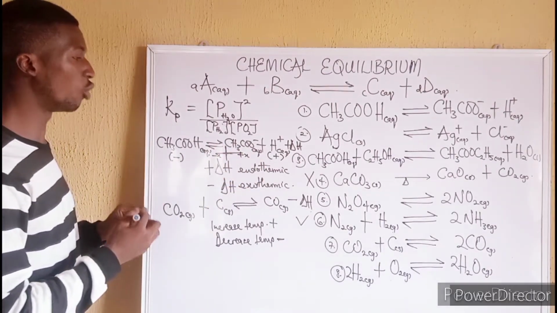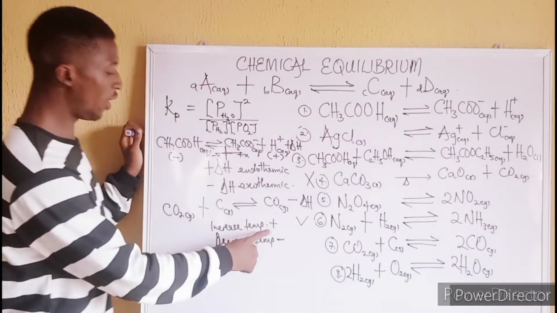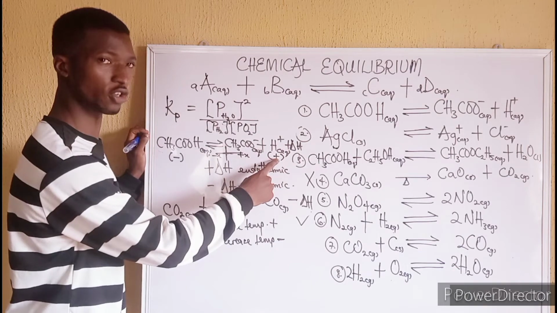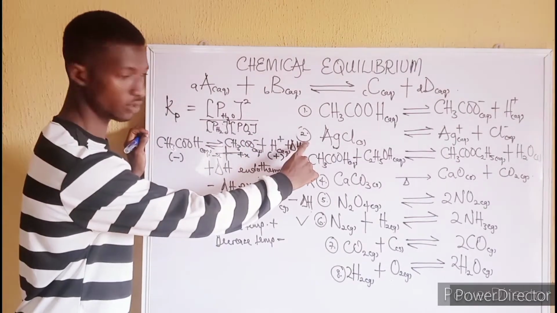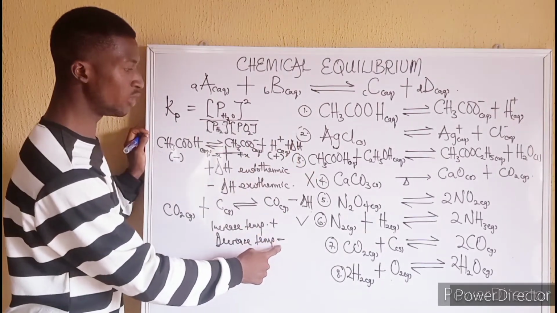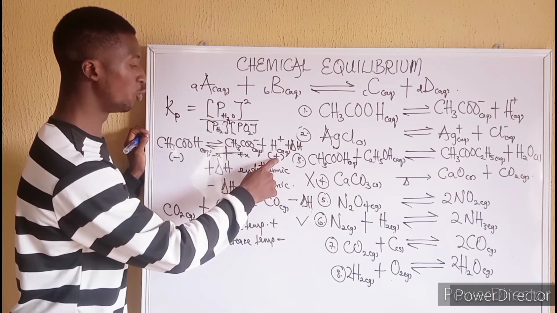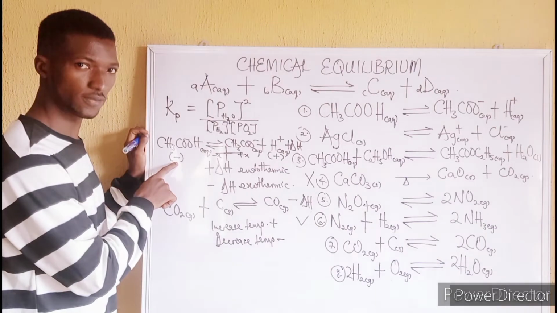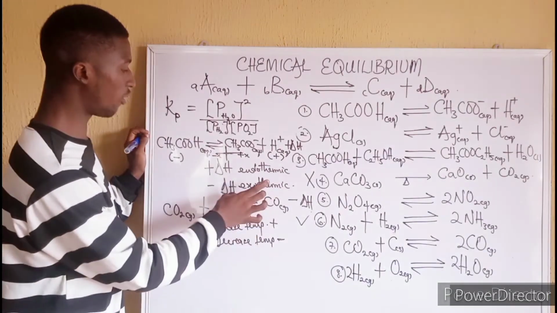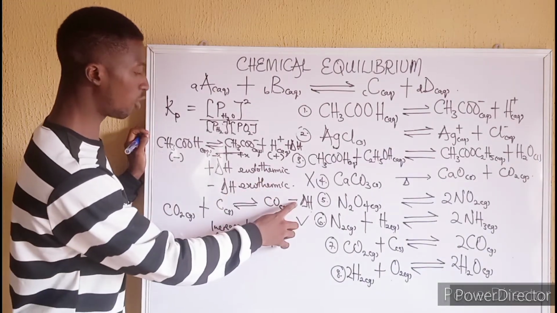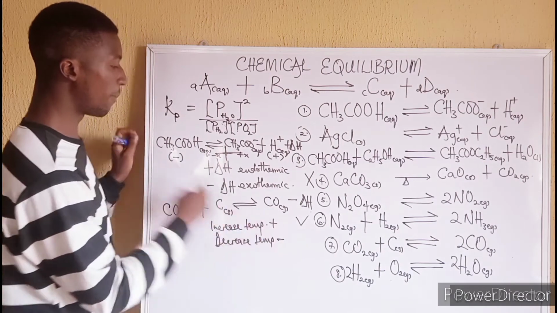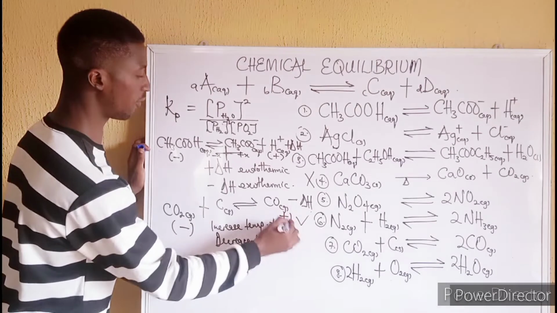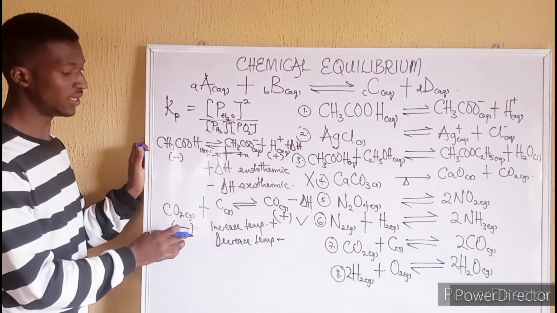Now let's see how we quickly know which side is favored. When it is increase, which is plus times plus will give us plus. It means that forward reaction is favored. When it is decrease, which is minus times plus will give us minus, and that is backward reaction is favored. When it comes to the case of exothermic, plus times minus will give us minus, and we know that minus is for back, plus is for forward. So it means that backward reaction is favored.